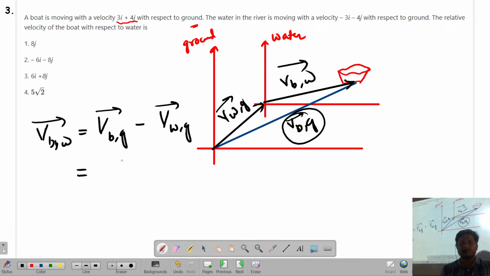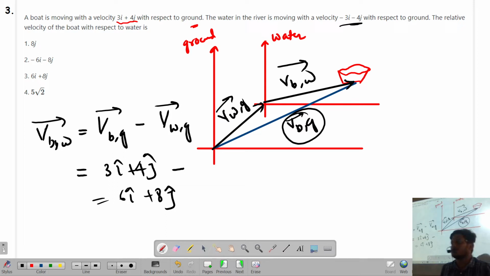What is the velocity of boat with respect to ground? 3i cap plus 4j minus the other term, and what you are going to get is 6i plus 8j. What will be the velocity of boat with respect to water? 6i plus 8j cap. How many guys have done this correctly? Okay, good. Now moving to the next question. Can I move to the next question, or do you need time to draw it? Draw it fast. Write this.